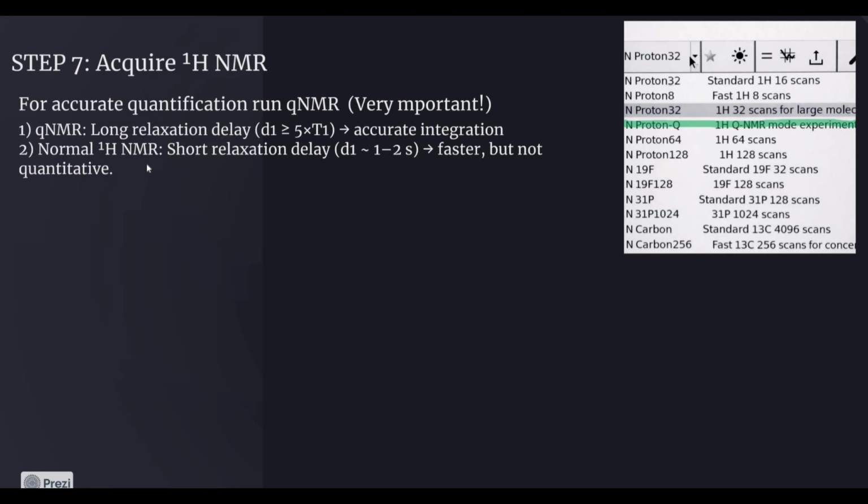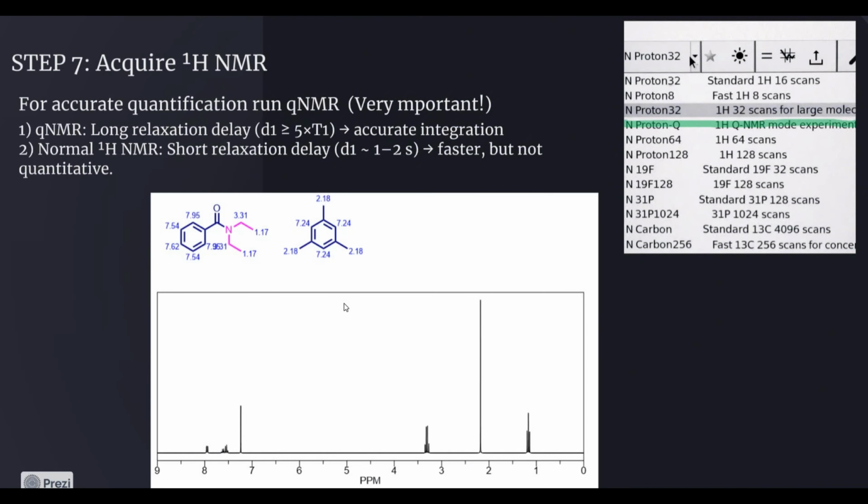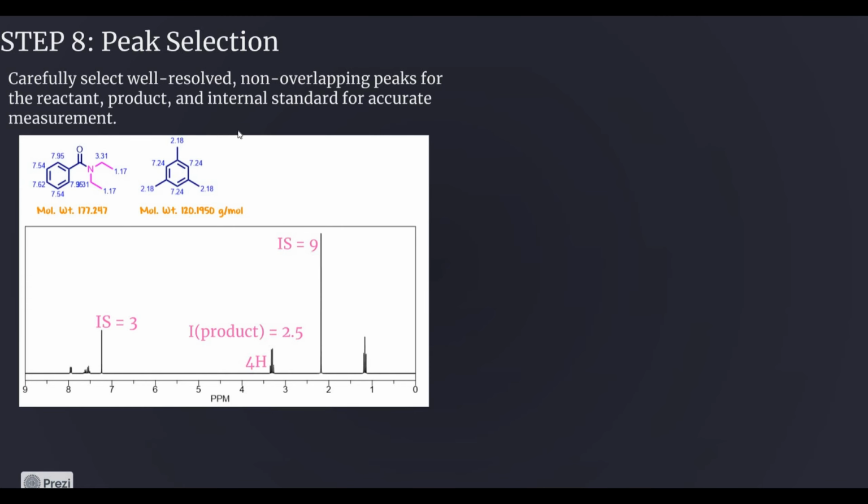These are normal 1H NMR, which has a short relaxation delay. If you do normal 1H NMR, then you may have error in the quantification of the yield of the reaction mixtures. So let's say this is the NMR of the sample, and now the next step, we have to choose the well resolved non-overlapping peaks of the product and the internal standard.